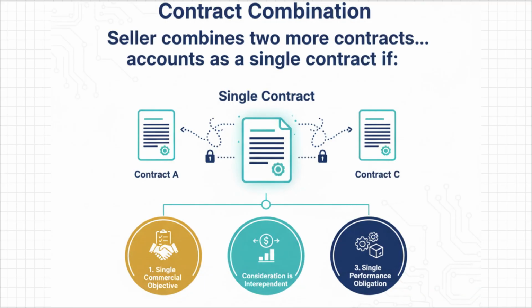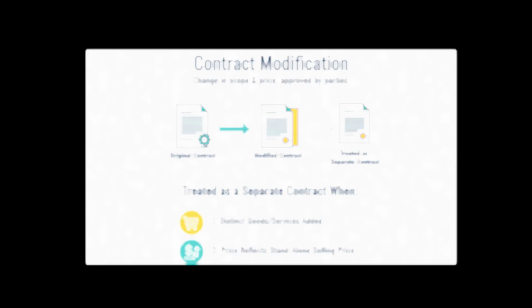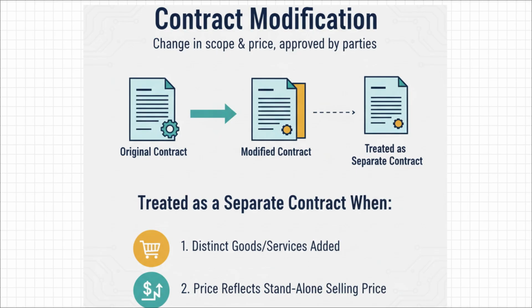Now, what if a company signs multiple agreements with the same customer? IFRS 15 says sometimes those must be combined if they're negotiated together or linked in substance. And contracts don't always stay the same. They get changed, updated, or extended. That's where contract modifications come in. Sometimes a modification is treated as a separate new contract, other times it adjusts the existing one.